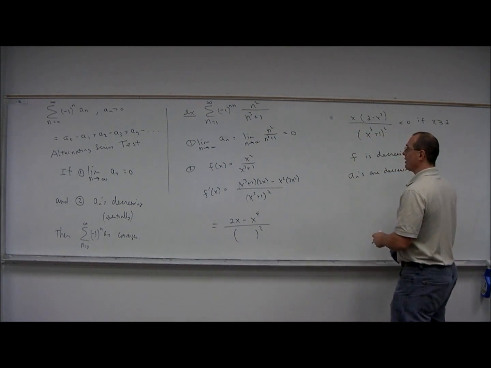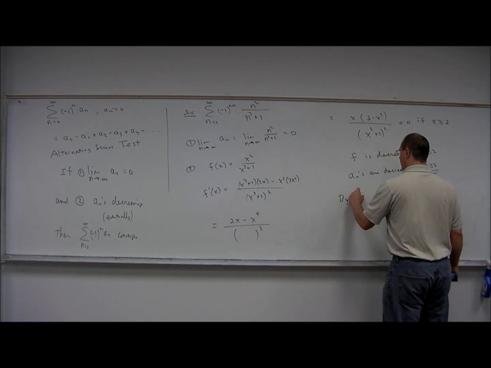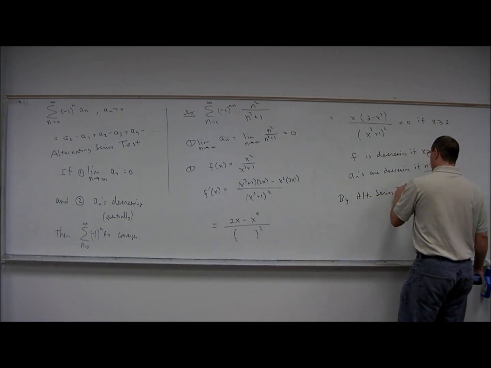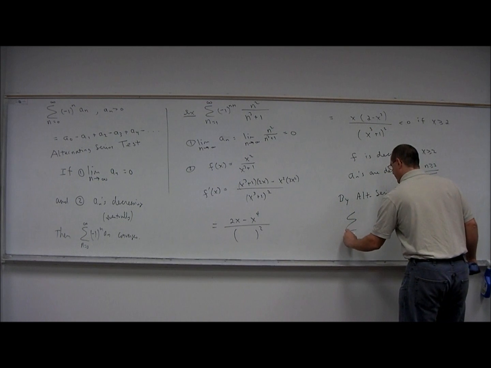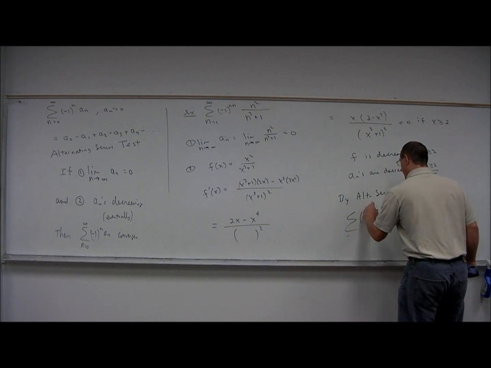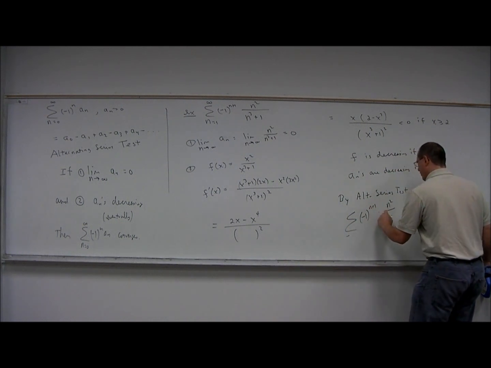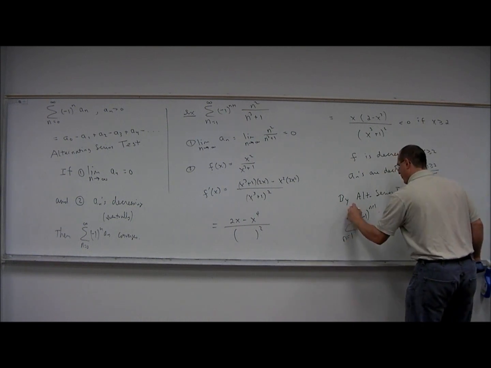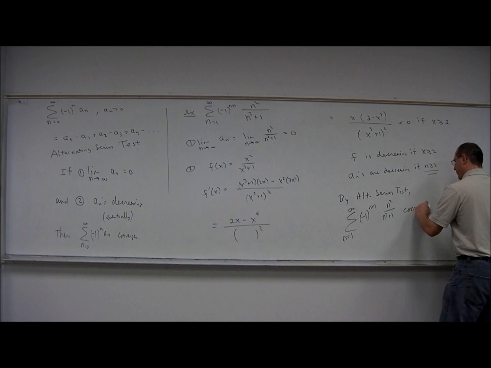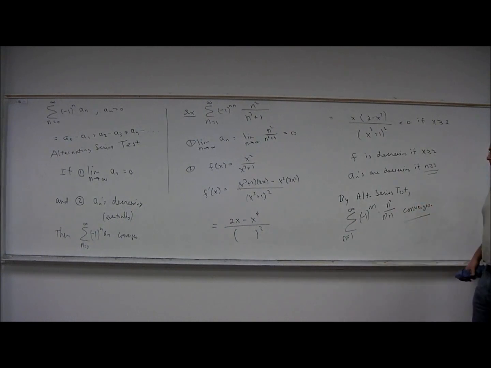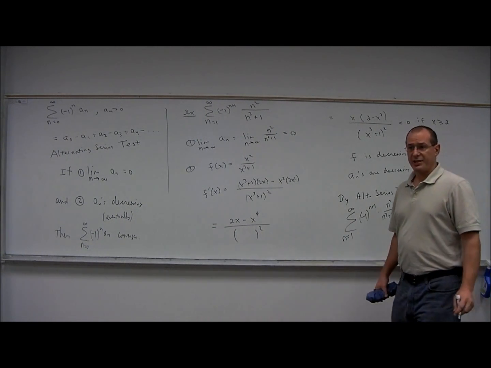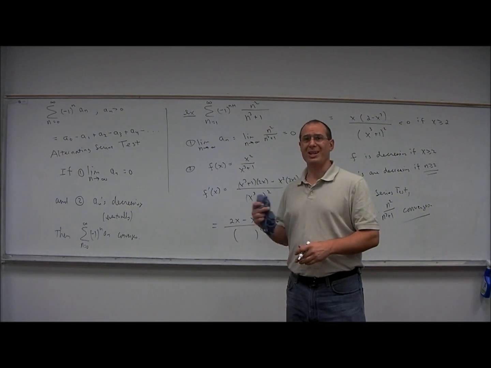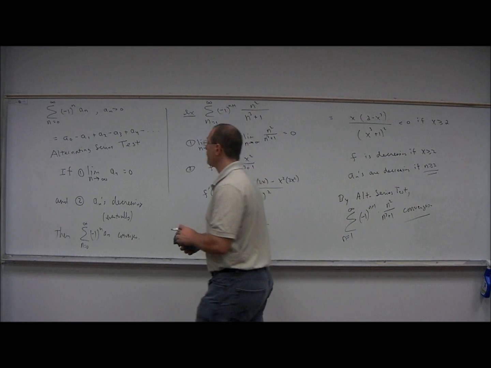So ultimately then, by the alternating series test, the series that we have there converges. Okay, so there's a look at the alternating series test. Now let's look at what's called absolute convergence versus conditional convergence.